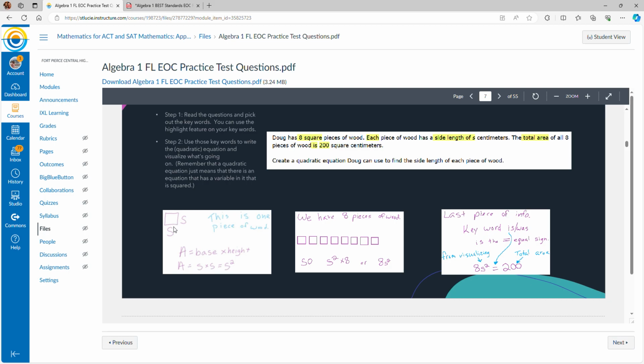We have a square, and the area of a quadrilateral is base times height. So the area of a square is side times side, or side squared. And since we have 8 pieces of wood, we have S squared times 8, or 8S squared. And the last piece of information, our keyword, is. "Is" tells us that we have an equal sign. So we know that 8S squared equals 200, which is the total area.